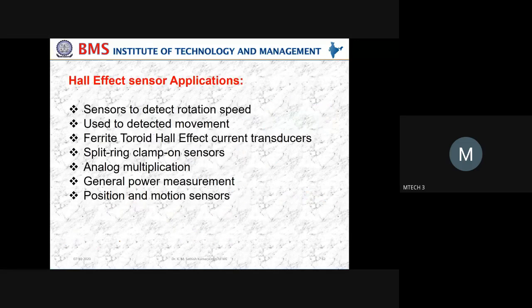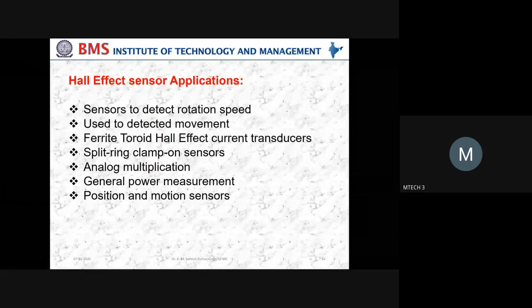Then let me go through some applications of Hall effect sensors. They can mainly be used to detect rotation speed. As you have observed, in bikes and cars this sensor is placed near the tire so that we can determine the speed of the vehicle. They are also used for movement detection, and as position and motion sensors.